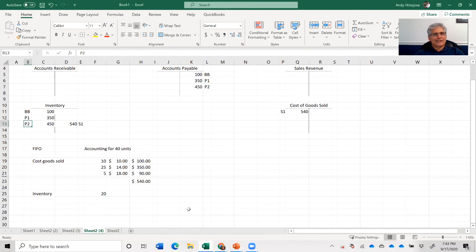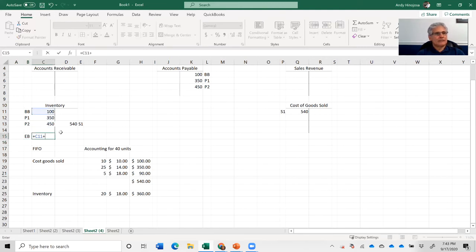And they were purchased at $18. So 20 times the 18 gives us 360. So based upon our computations, we should have $360 in inventory. Well, let's take a look. Our ending balance would be beginning inventory plus purchases minus what we recognize as the cost of goods sold. Bingo. $360, $360. That is the FIFO method.